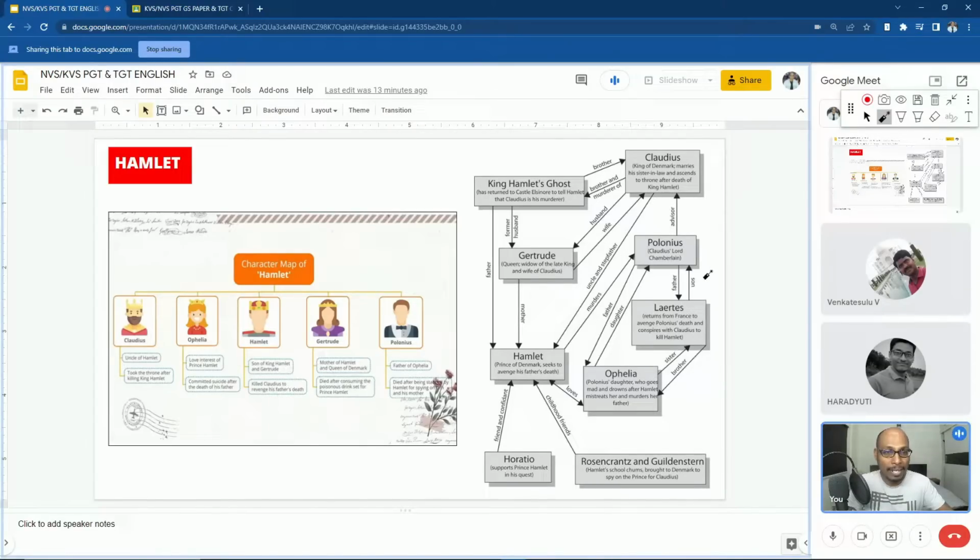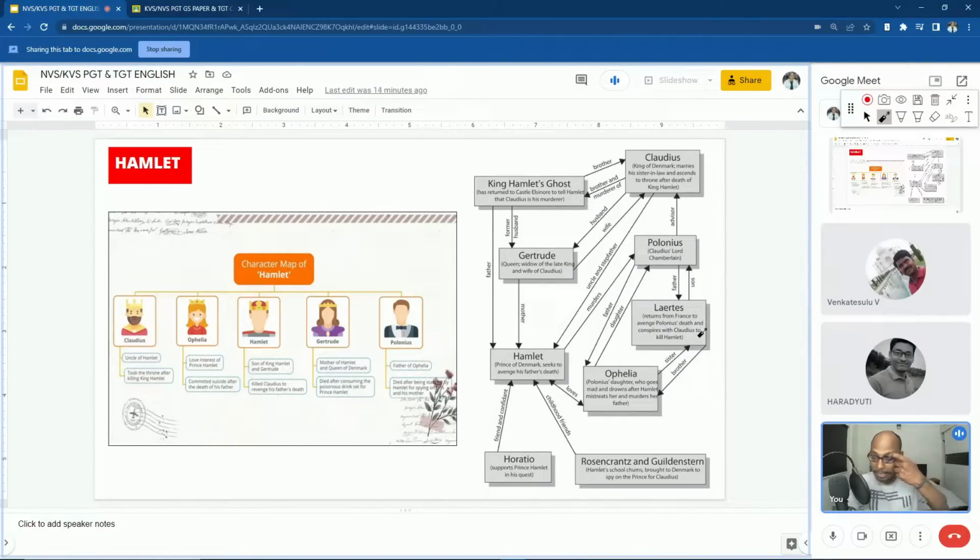So he is the son of Polonius and he returns from France. So he was in France, and when he came to know the news of Hamlet killing Polonius, he was called by Claudius. So he returns from France. Sir, who returned from France? Polonius' son. He is the son of Polonius. Polonius is the father of Laertes. So he returned from France.